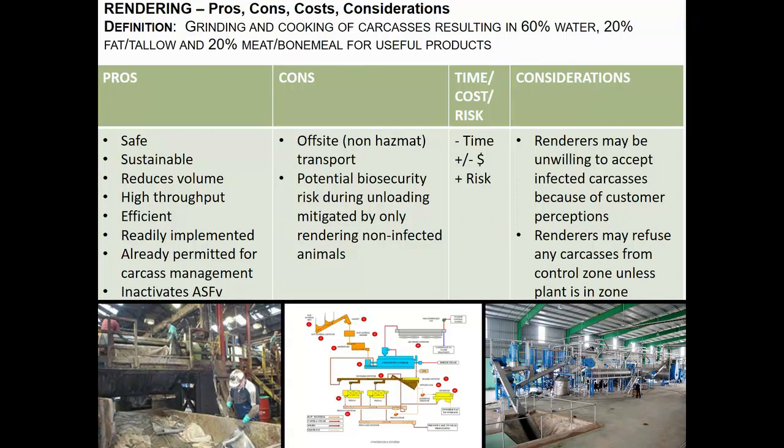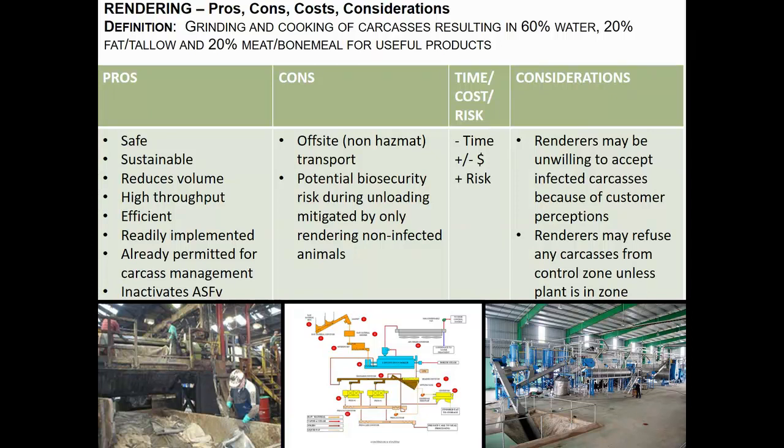Renderers do not want any perception of contamination in their premium pet foods. So there's a lot of concern about renderers being able to take material from an infected premises, even from a control zone. Those rendering plants or companies who export their products say they're not even allowed to drive through a control zone. So that could be a big challenge.